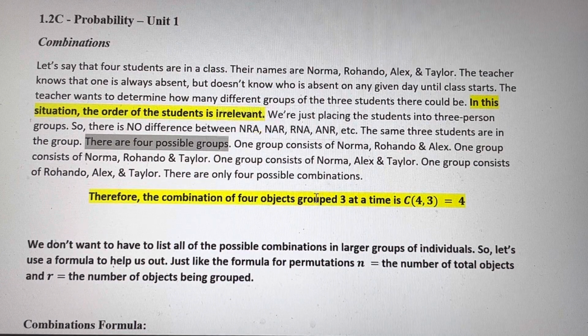The first group is Norma, Rohando, and Alex. The second group is Norma, Rohando, and Taylor. Another group would be Norma, Alex, and Taylor. And then the final group would be Rohando, Alex, and Taylor. Okay, so there's only 4 combinations.